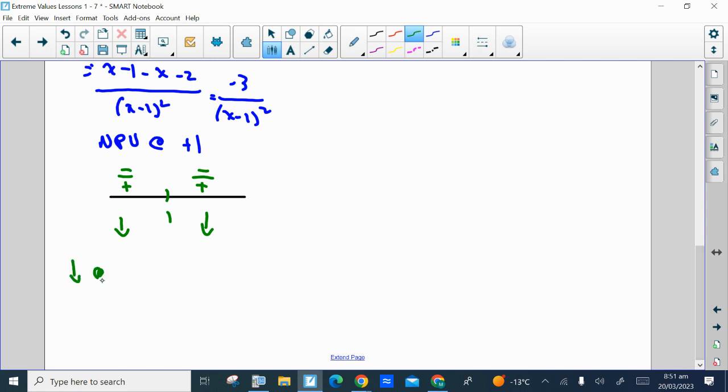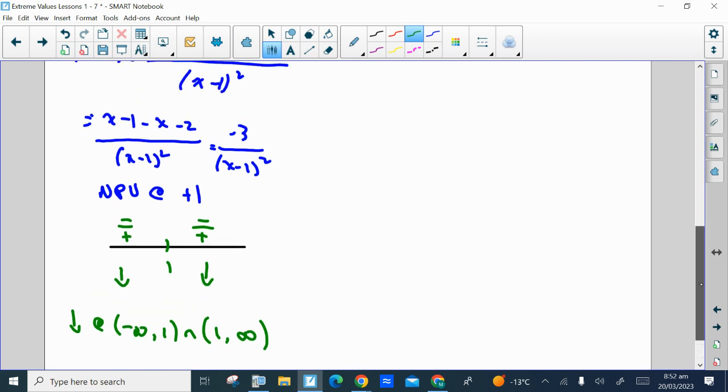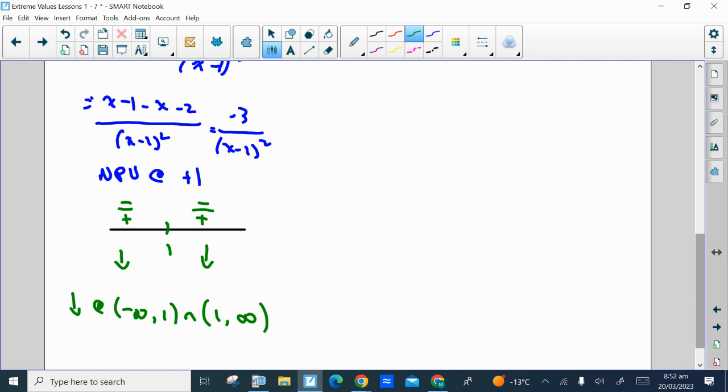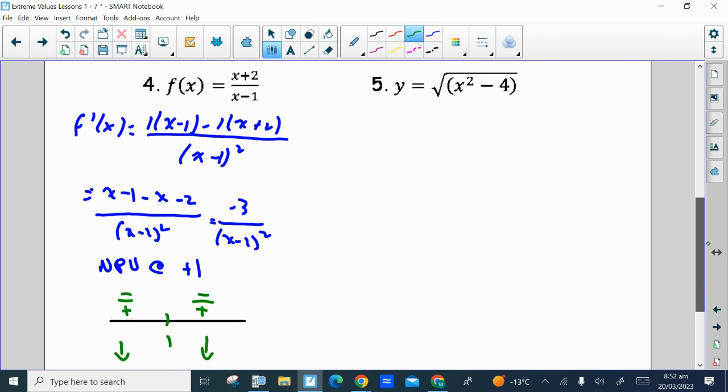So this graph is decreasing from negative infinity to positive 1, and then from positive 1 to positive infinity. So you just can't say it's always decreasing, because that's not true. At positive 1, you have a vertical asymptote there. The function doesn't exist there, so it can't be increasing or decreasing. So again, we're seeing that in some cases, your critical number is not a zero of the function. In this case, it was a vertical asymptote.